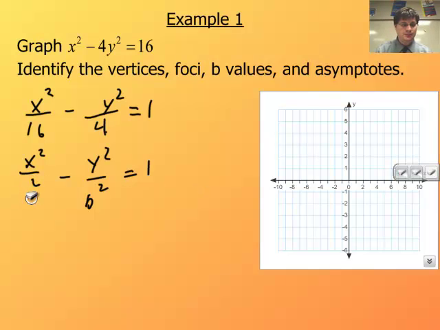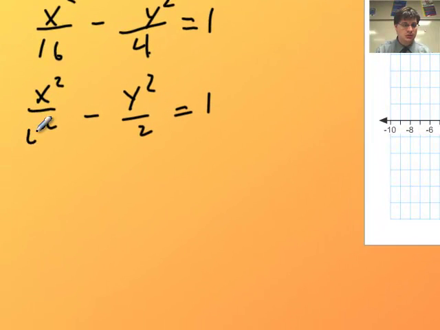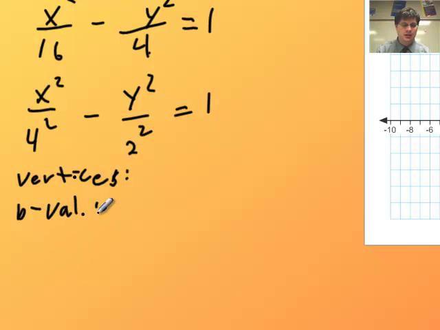So my a in this case is going to be 4 and my b is going to be 2. So 4 squared and 2 squared, which is going to then identify my vertices and my b values, which I'll just call b val. I'll just abbreviate it like that. Because it's horizontal, the vertices are going to be on the x-axis. They make the transverse axis.